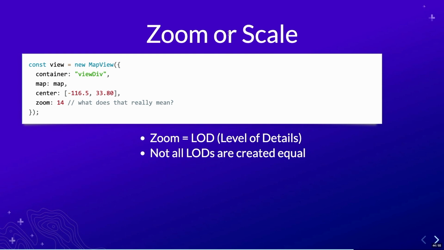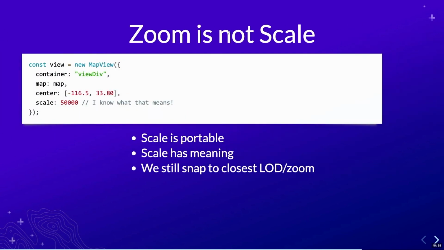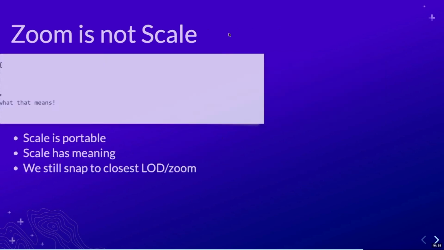Not all levels of detail are created equal. And that's essentially all that zoom is. Zoom is just the level of detail that you want to zoom your map to. But zoom is not scale, right? So if you define a scale in your map, scale is portable. So if I open that map in Online or open it in Pro, that scale is going to be consistent everywhere, regardless of the basemap that I use.